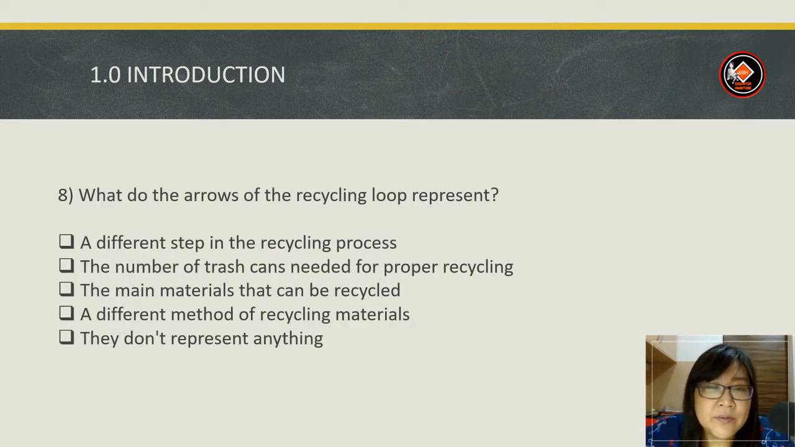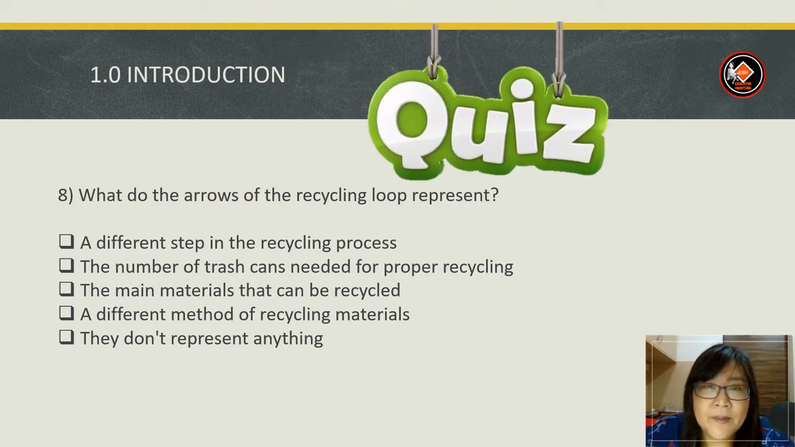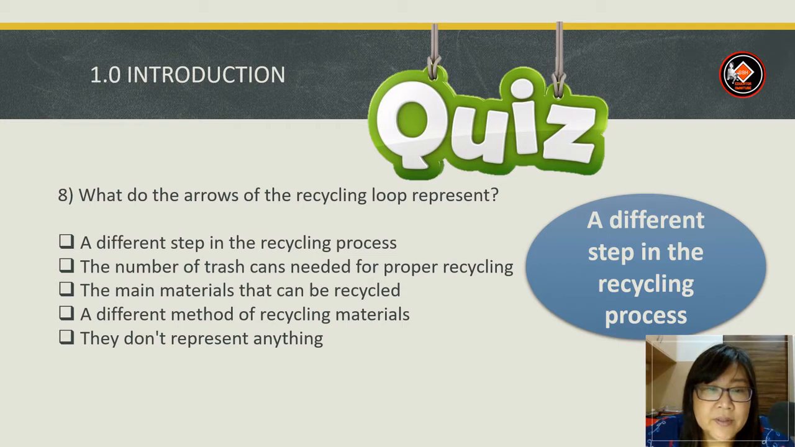Question 8. What do the arrows of the recycling loop represent? A. A different step in the recycling process. B. The number of trash cans needed for proper recycling. C. The main materials that can be recycled. And then we have the next one, D. A different method of recycling materials. And the last one, they don't represent anything. So the answer is a different step in the recycling process.